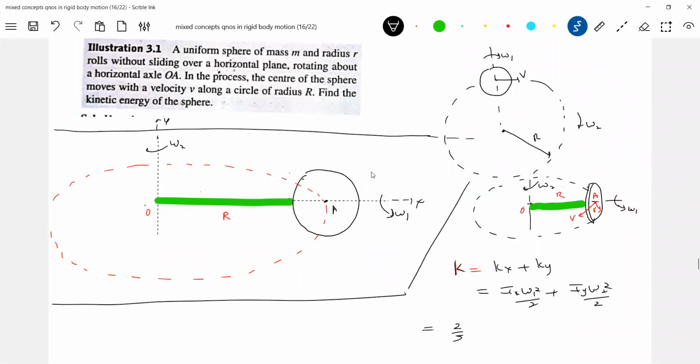What is Ix? 2 by 5 into m small r square. No? The radius of the sphere is small r here. Omega 1 square. Plus, what is Iy, the moment of inertia, how do you define it? Moment of inertia about its center of mass plus m r square. Please do notice here, the parallel axis theorem. I think I should draw one more axis here, no? This axis will be parallel to the y-axis. So what is the distance? In fact, capital R plus small r. I think I'll extend it till here.